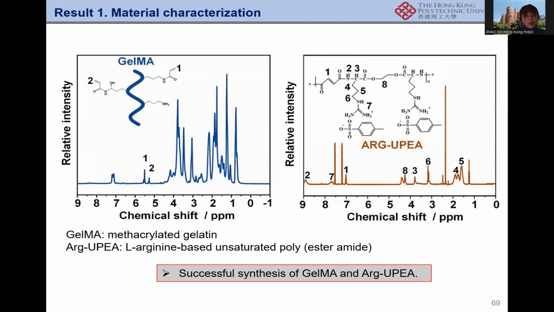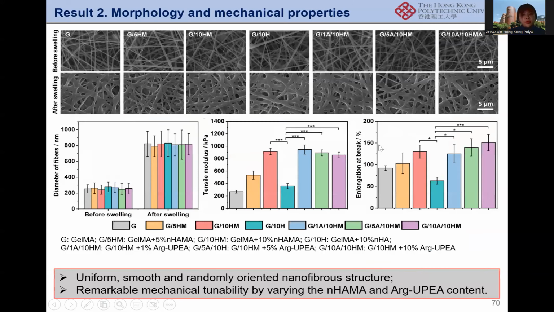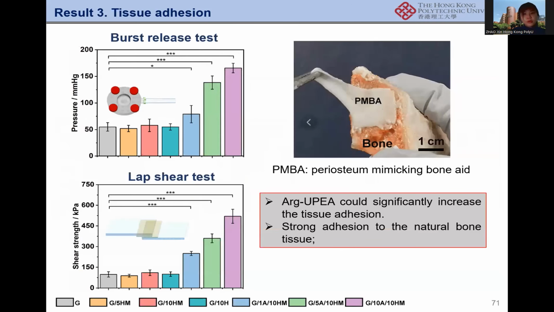Here again we're showing that we have successfully synthesized the GelMA and also the photocrosslinkable L-arginine. And this is the morphology of the electrospun fibers. We can see that by adding different concentrations of the hydroxyapatite nanoparticles, we can increase the mechanical properties of the nanofiber scaffolds. And also we can see that our materials have very good tissue adhesion, they can adhere to bone, and also they are elastic.